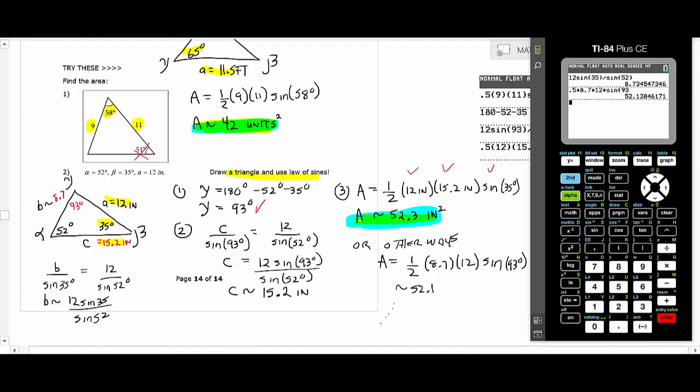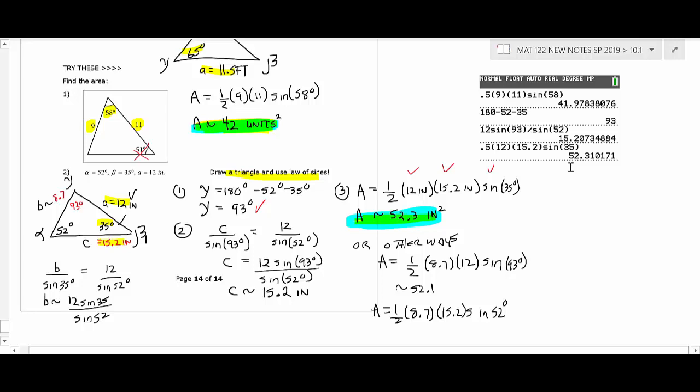Okay, you also could have done it this way. You could have done 1/2 times 8.7 times 15.2 times the sine of 52. If you did it that way, that's also okay. I just felt like it was just as easy to use as much given information as you can. So you were given this side, this angle, so really all I needed to do was find angle C. So that's how I did that.